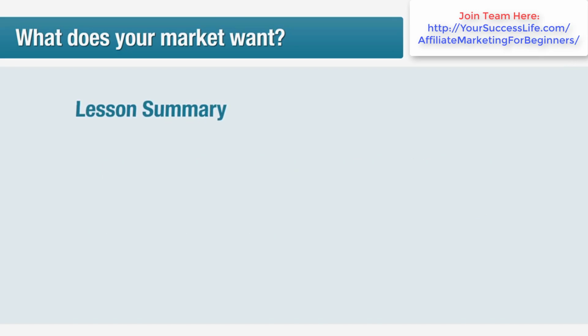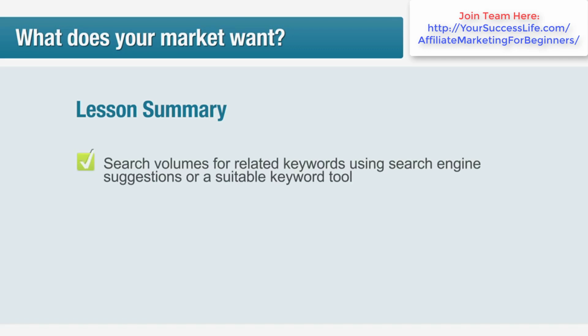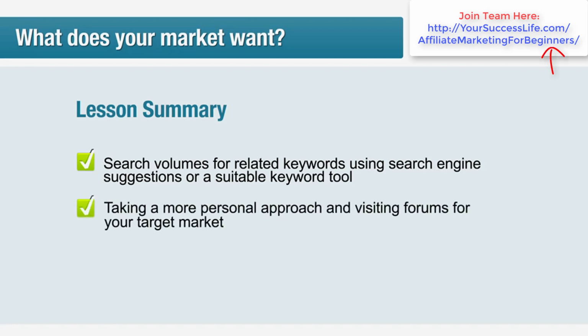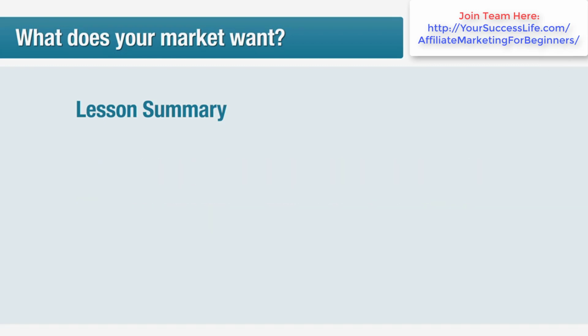And the lesson summary. In this lesson, we've investigated how to find out what your market wants and how to target accordingly. A couple of ways you can improve your targeting is by looking at search volumes for related keywords using search engine suggestions or a suitable keyword tool, and taking a more personal approach and visiting forums for your target market. And once you've determined better ways to target your keywords, it also pays to look at your site and content and think about the following aspects.